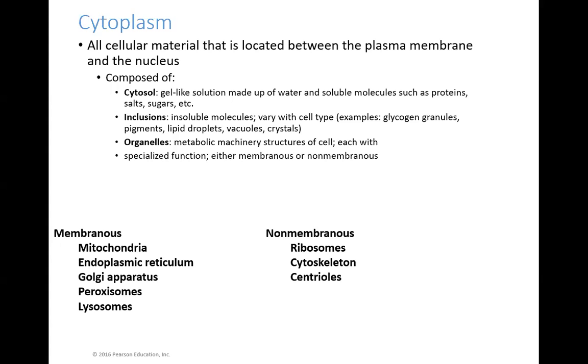The Golgi apparatus, which sorts out all the proteins that get made. Peroxisomes, which help to break down hydrogen peroxide, which gets formed. And lysosomes, which are going to destroy all foreign substances that it recognizes. These are all going to have membranes around them. The membrane's very, very similar to the cell membrane of the cell.